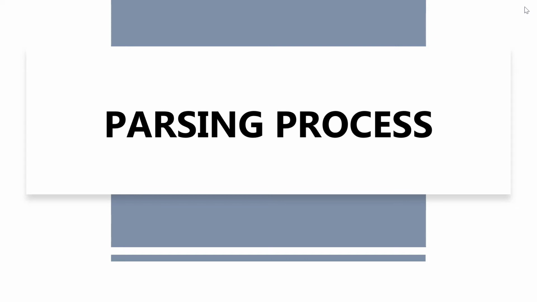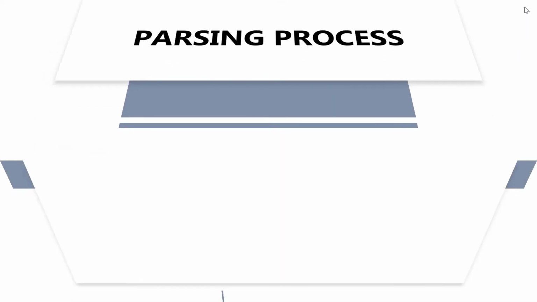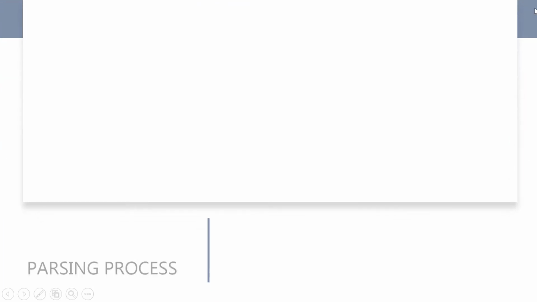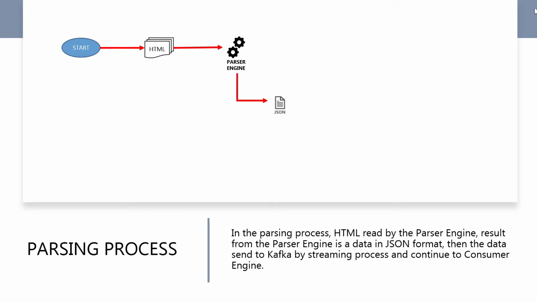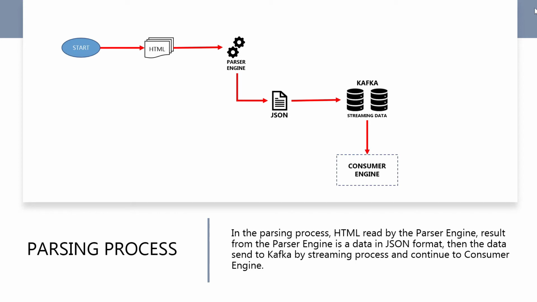We will give a brief explanation about parsing process in this section. This is the flow from parsing process. It contains HTML as an input, parser engine to process the input, JSON as a result from the process, and Kafka as the storage of JSON. And after this, the data will be taken by consumer engine.